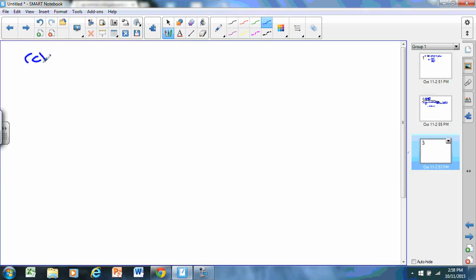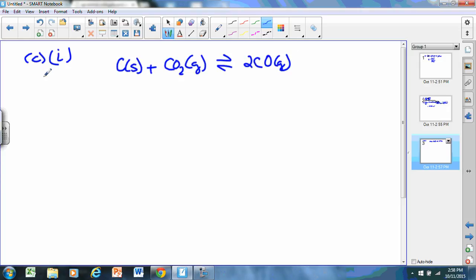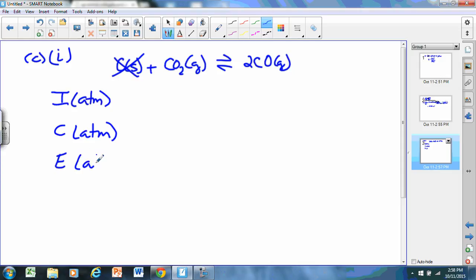Now C has 2 parts, C-I, which is actually my favorite because, now guys, there's a number of ways to do this problem, but I just want to do it the way I want to do it. This is overkill, by the way, but I want to make a very important point here. So I'm going to set up an ICE chart. I don't really need to set up an ICE chart to do this problem, but I'm going to say this a lot of times in the course of this course, that it's all about mole ratio.